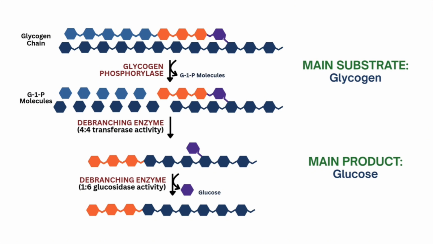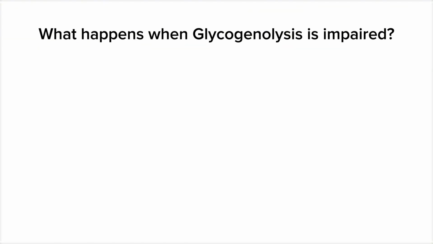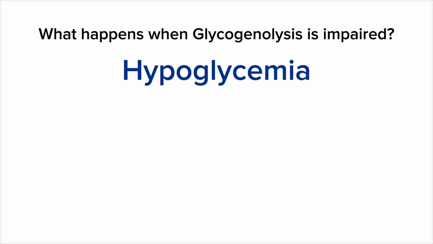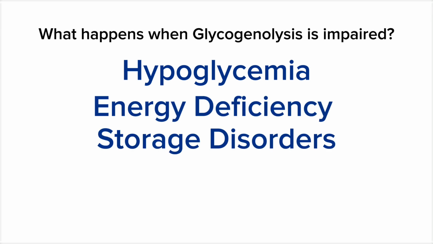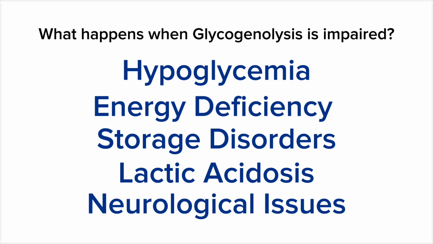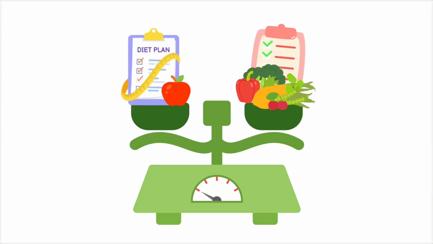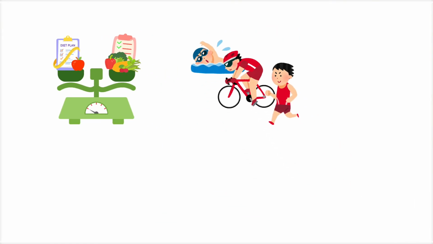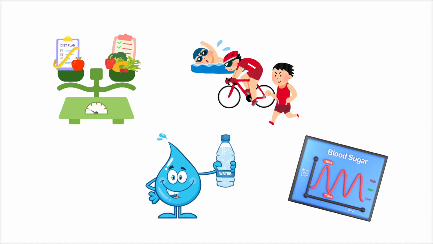But what happens when glycogenolysis is impaired? Similar to glycogenesis, it can lead to complications such as hypoglycemia, energy deficiency, storage disorders, lactic acidosis, and neurological issues. To prevent such complications, we must maintain a balanced diet, regular physical activity, proper hydration, and monitor our blood sugar levels.